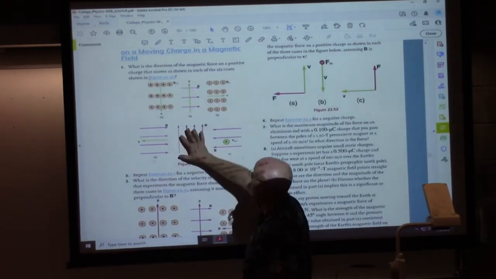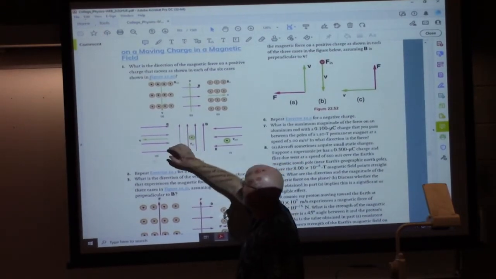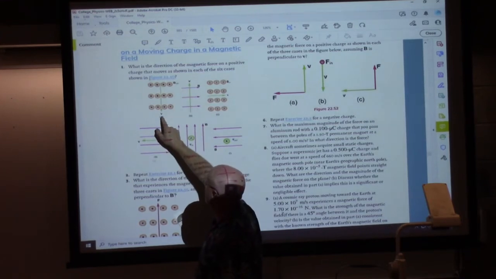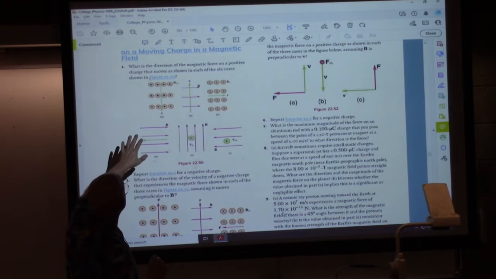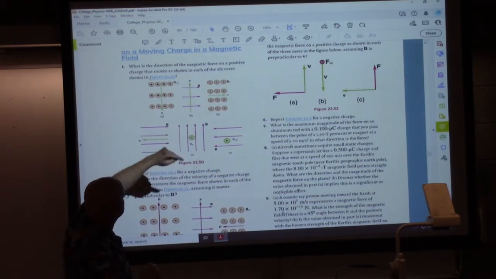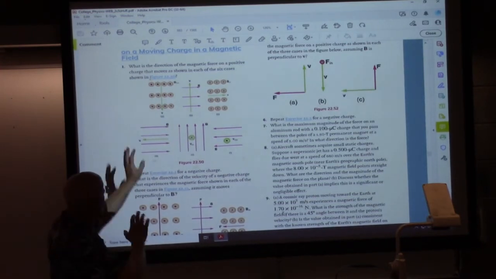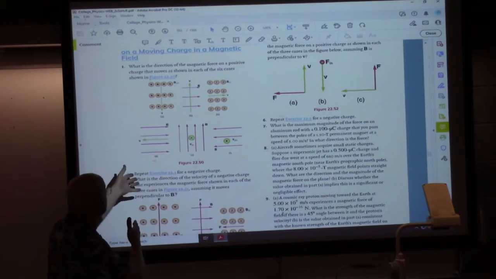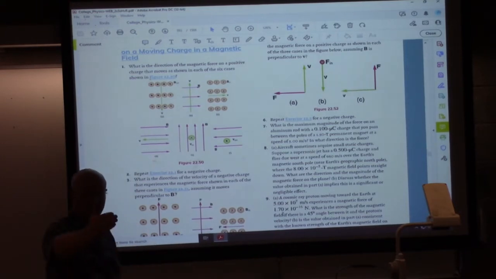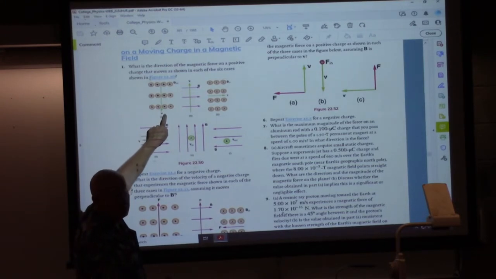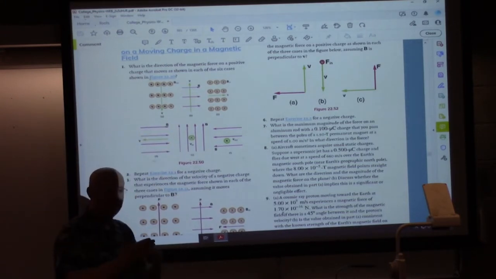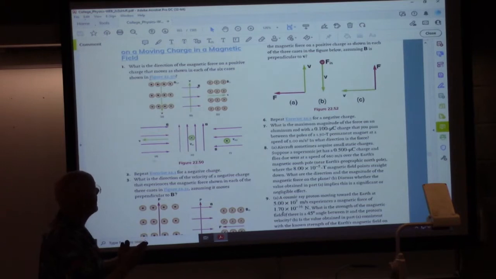All right, so looking at this, I'm going to say, here's my right hand. The question just simply says, what direction is the magnetic force? And number 1 says on a positive, but I want to do the negative. All right, so your thumb goes in the direction of the velocity. Your fingers go in the direction of the magnetic field.